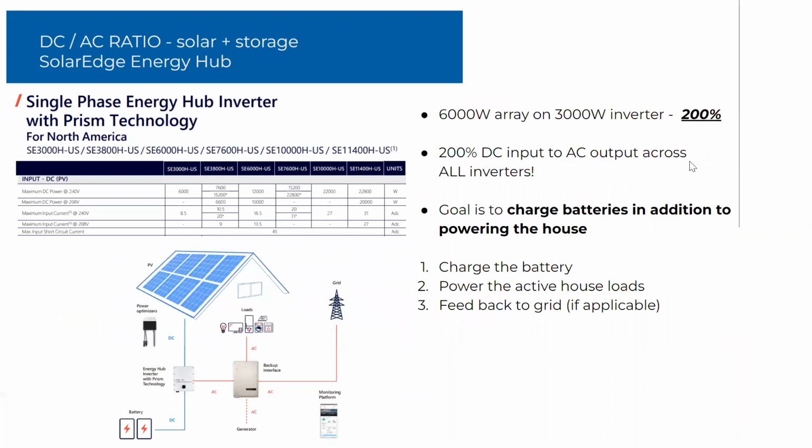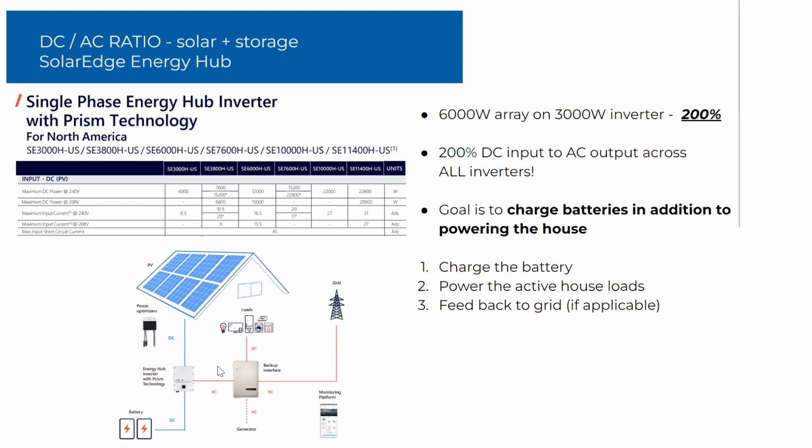Okay, now we're going to shift over to the storage side. The Energy Hub inverter is the battery-based hybrid inverter that SolarEdge makes that enables us to add a battery. So if we look at the schematic here, we're still going to have our DC power optimizer just like before. And now we have our Energy Hub inverter that is our hybrid inverter, our battery compatible inverter.